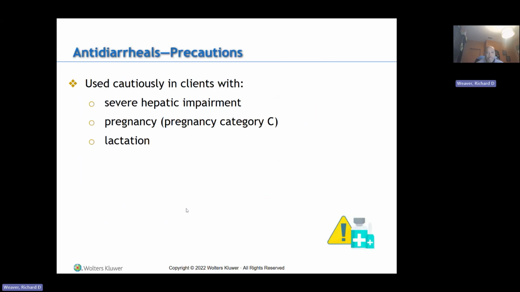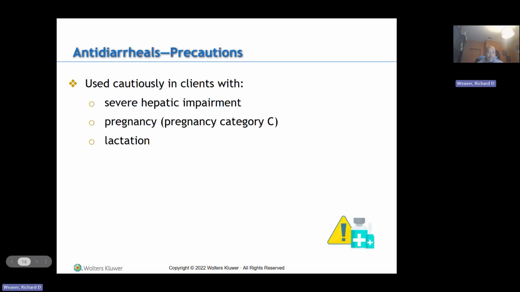Some of the precautions: the antidiarrheal drugs are used cautiously in those with hepatic impairment. Antidiarrheals are classified as category C drugs for pregnant women and should be used with caution during pregnancy as well as lactation. One of the drugs called loperamide, this is an antidiarrheal drug. It is a category B for pregnant women, but it's not recommended for use during pregnancy and lactation, so they shouldn't be ordering that.